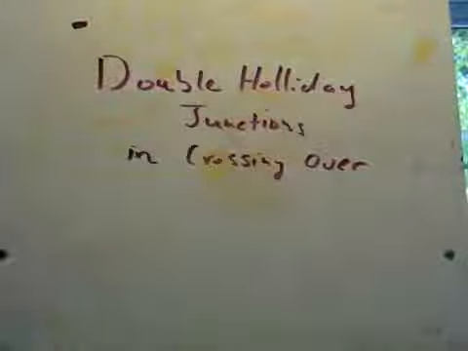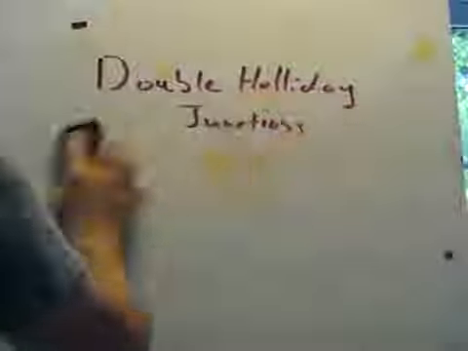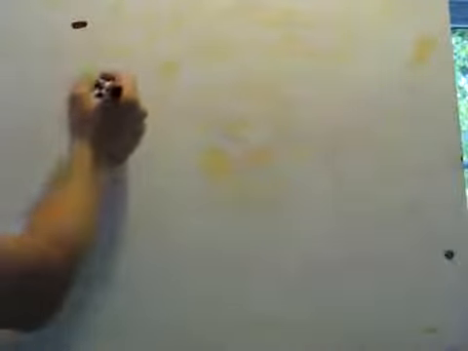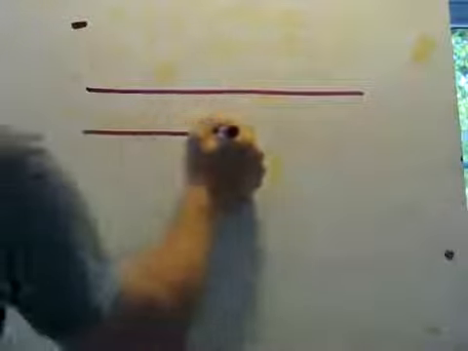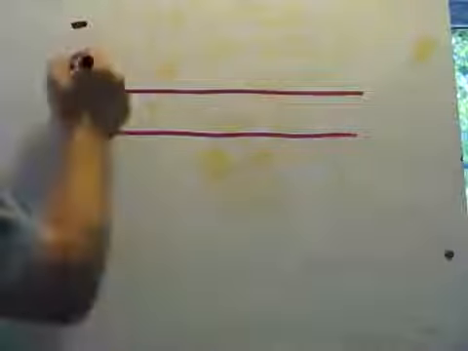Today we're going to talk about double Holliday junctions and crossing over. Now, during crossing over in meiosis, essentially what happens is this form of DNA repair. Specifically, let's suppose we draw the two duplexes of DNA that engage in crossing over.